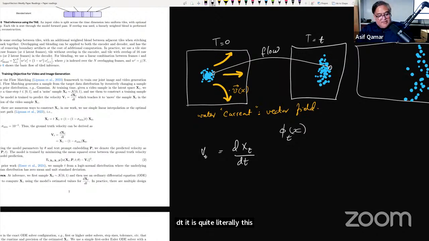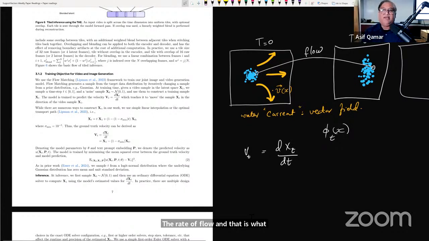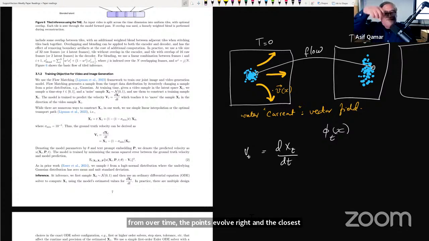The rate of flow. When people talk about flows, these two things are coupled together. First, there is a vector field, and the vector field causes a flow of points over time. The points evolve, right? The closest intuition is just to think of ink being put in water, and the vector field is the water current. It will spread it out, or move it around. If the vector field is converging, then it will take it all towards a sinkhole or something like that. So that's the meaning of this vector field.